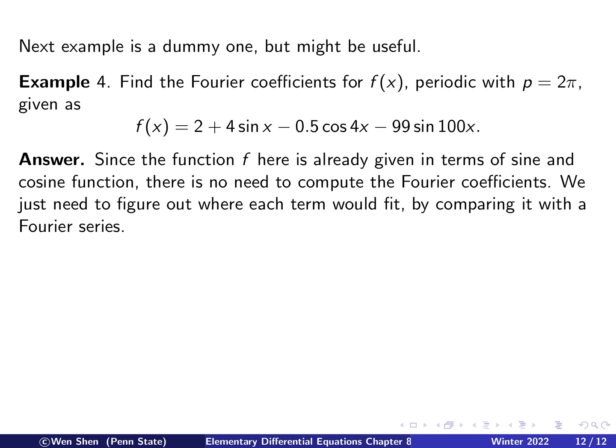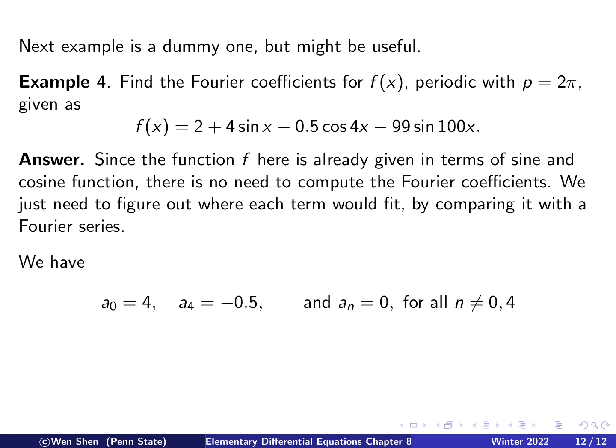The special feature of this function is that the function itself is already given in terms of sine and cosine functions. These are the functions that would occur in the Fourier series. When that happens, there is actually no need to carry out computations of the Fourier coefficients, because we already know the constants in front of the sine and cosine functions are the Fourier coefficients. We only need to identify which coefficient it is, the index.